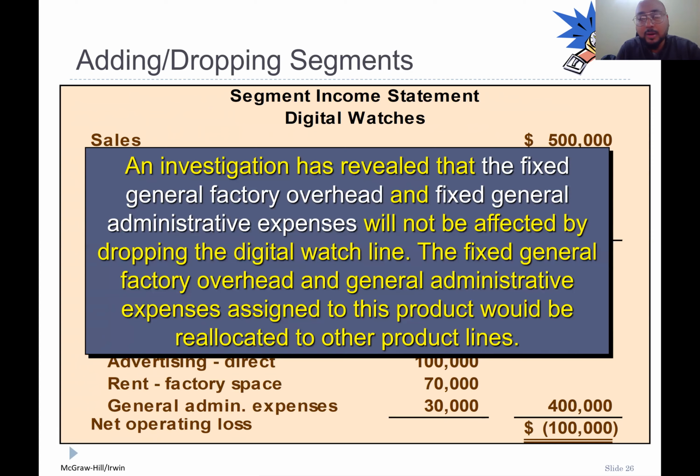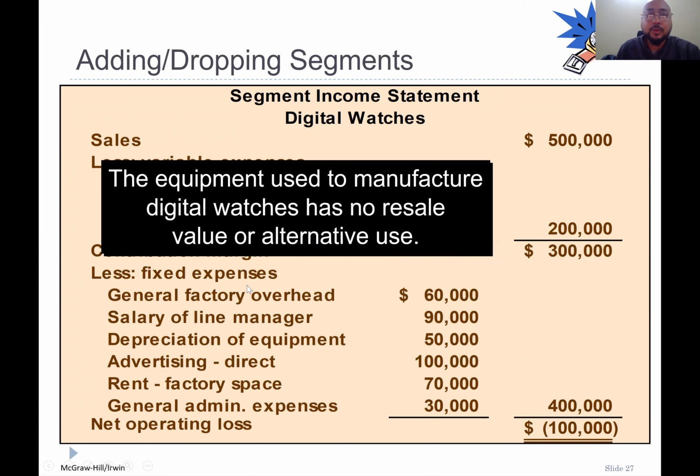Expenses assigned to this product would be reallocated to other product lines. Okay, so if we drop this product, those fixed expenses are going to be added to other segments. The equipment used to manufacture the digital watch has no resale value. The plant that makes this digital watch, if you resell it, has zero salvage value.